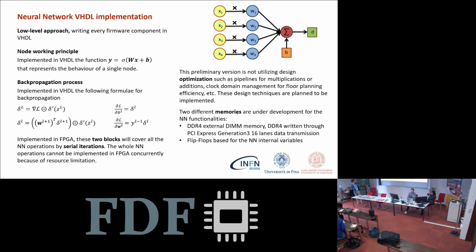And then we implemented the backpropagation process. These are just the development of the equations I showed you in the first slide. These two blocks, of course, are iteratively used to cover all the necessary operations to get our outputs from the neural network. Also, now we are not using any optimization technique, but we are planning to do so. And also, we are developing two different memories, one for the transmission of data, so PCI Express transmission, and one for the neural network internal variables.